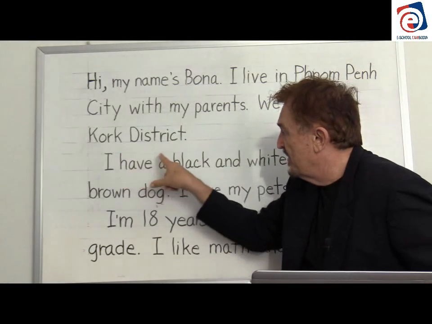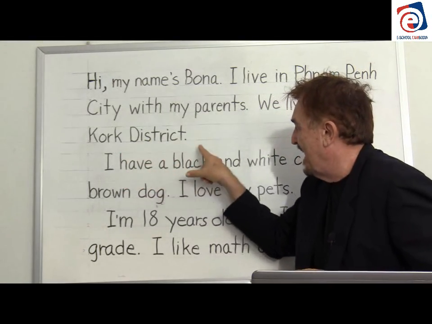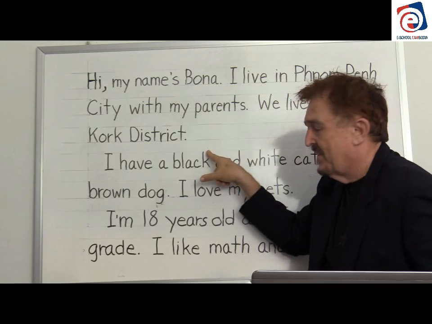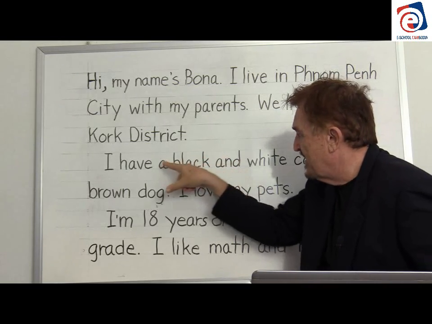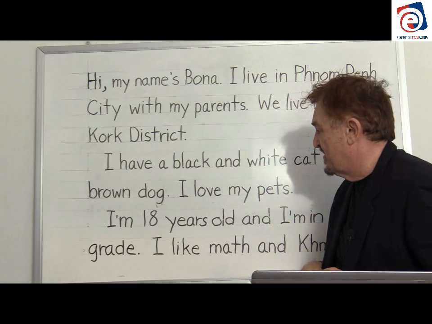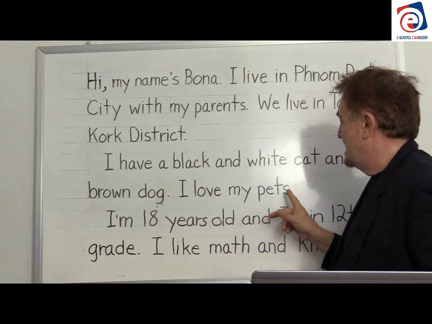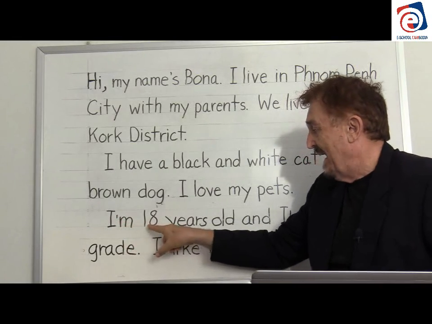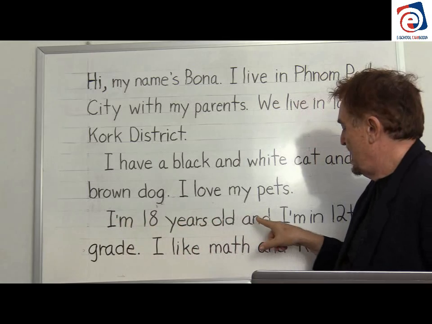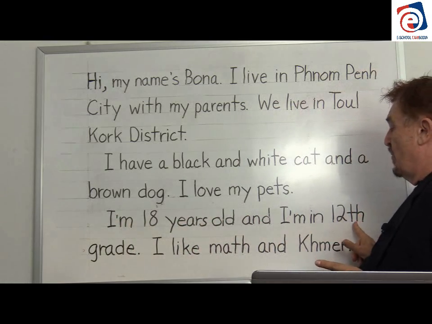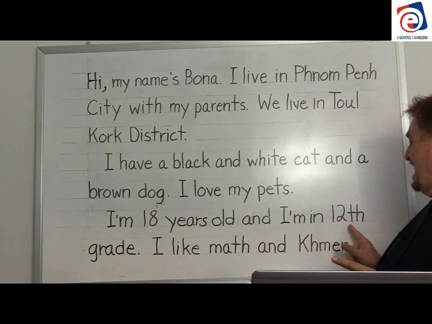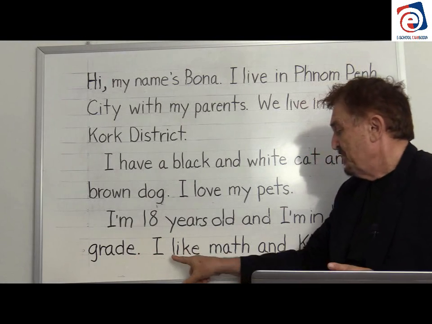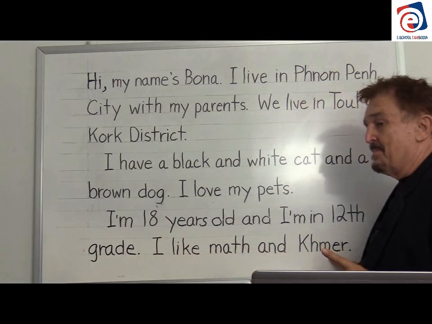So look at the tails. The tails of the H, the B, the L, the K, the D, the T. The tails are tall. That's okay. But the bottom part is the same size as the other letters. "I love my pets. I'm 18 years old and I'm in 12th grade." See, 12th, T-H, 12th, just like that. "I like math."